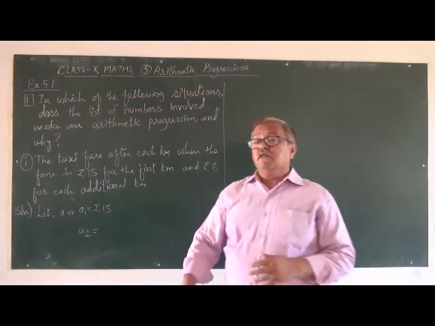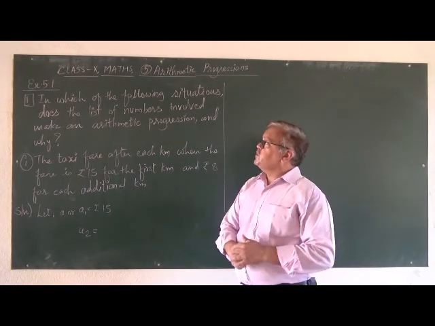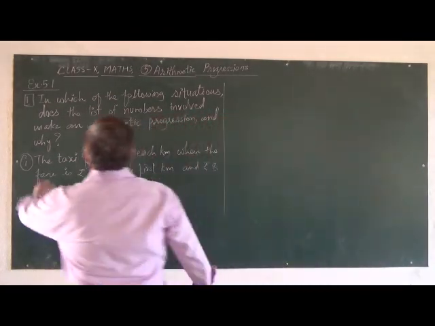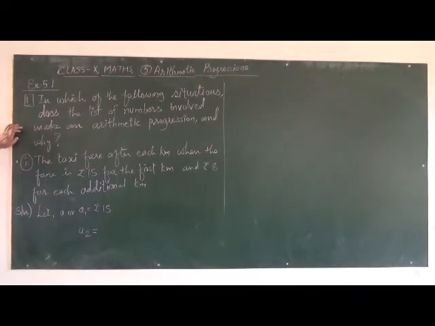Hello, let us see exercise 5.1. First question. In which of the following situations does the list of numbers involved make an arithmetic progression and why? First sub question. The taxi fare after each kilometer, when the fare is rupees 15 for the first kilometer and rupees 8 for each additional kilometer.